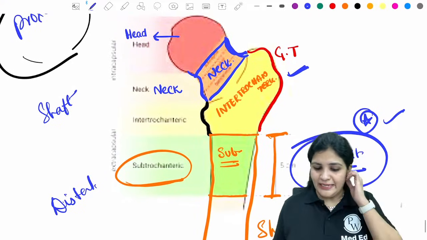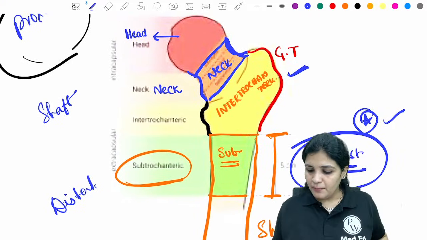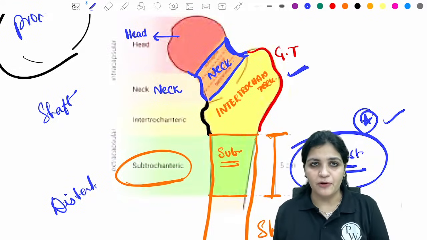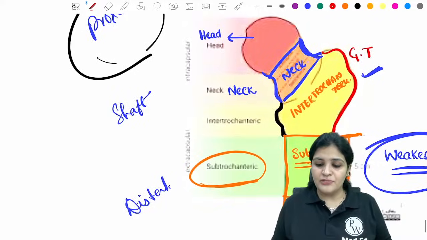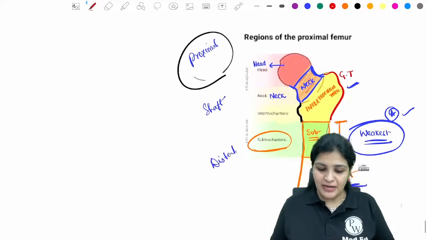So this is the weakest area. So these are the parts of the proximal femur. Now tell me, what is an intracapsular fracture and what is an extracapsular fracture?